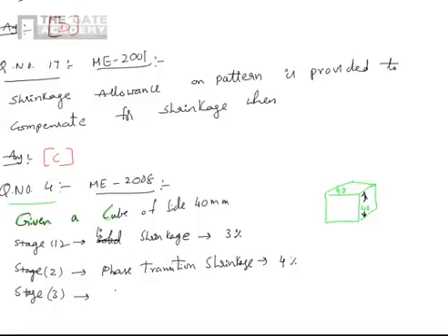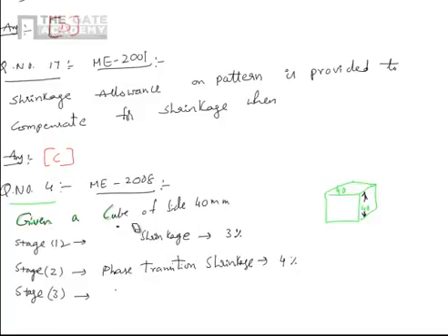Stage 3, solid shrinkage, freezing temperature to room temperature. It is 5%. So this is the percentage volume shrinkage that happened at each stage. The question he has asked is the volume of the metal compensated by the riser.